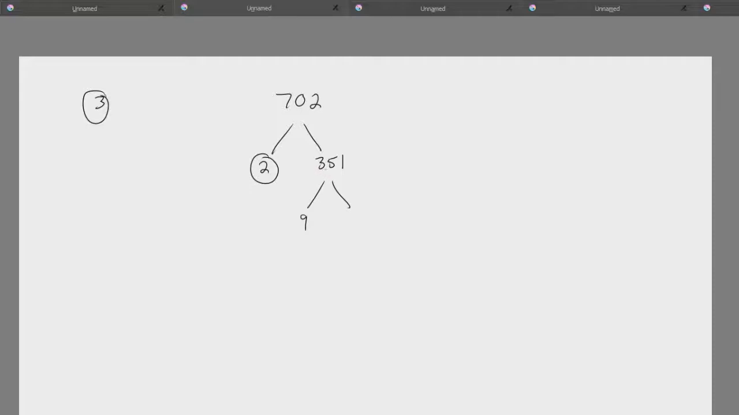So 9 goes into 351. How many times? Well, it goes into 35 3 times. 8 is left, so 39. 9 splits into 3 times 3. 39 can split into 3 times 13. And they are all prime numbers.